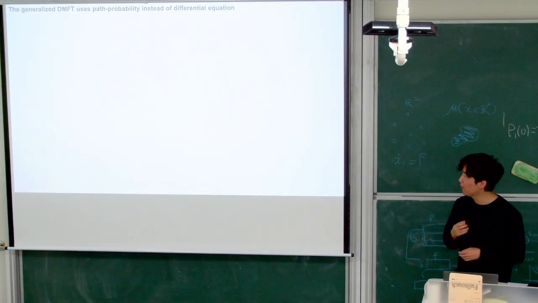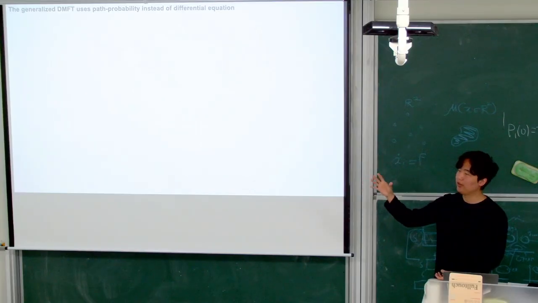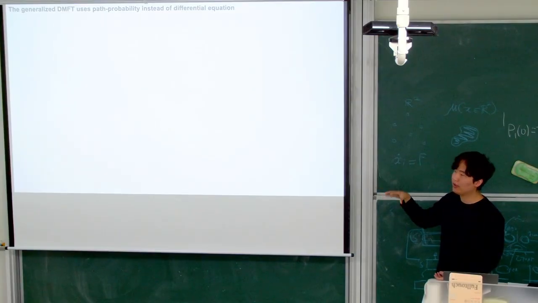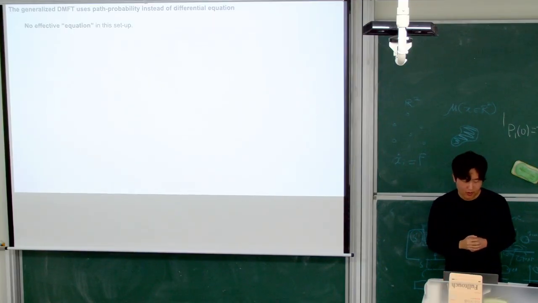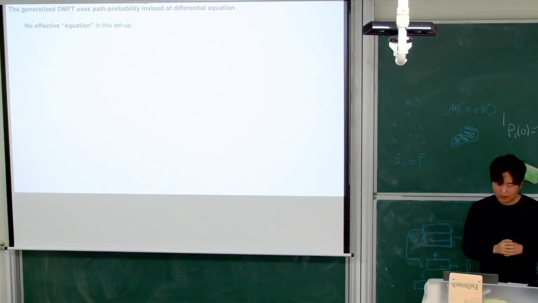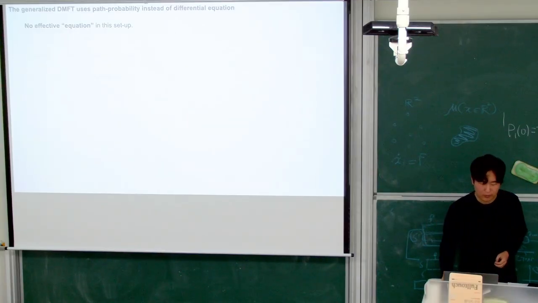But so far, if you recall, mean field theory has a single PDE as an effective equation, and dynamic mean field theory has a random ODE. So all the effective equations are different. Now we will have yet another different expression for the effective equation. I want to say there's no equation in this setup. So what do we have?